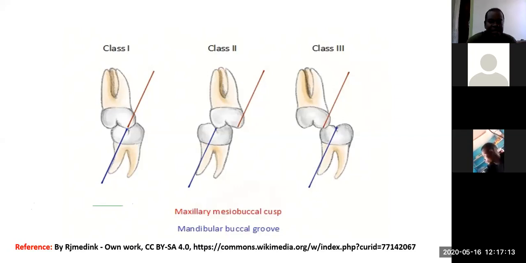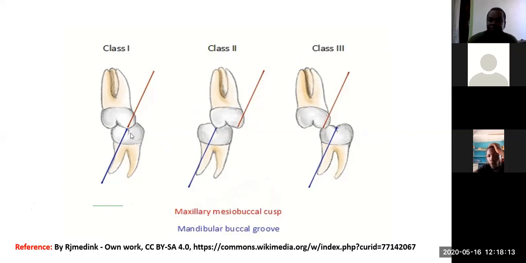You recall that for the last one we just said, class three, the maxillary first molar is almost not biting on the mandibular first molar. That is class three. In class two, the maxillary first molar is anterior to the mandibular first molar. In other words, the mesobuccal cusp of the maxillary first molar is biting anterior to the groove of the mandibular first molar. So this picture shows it clearly to you.